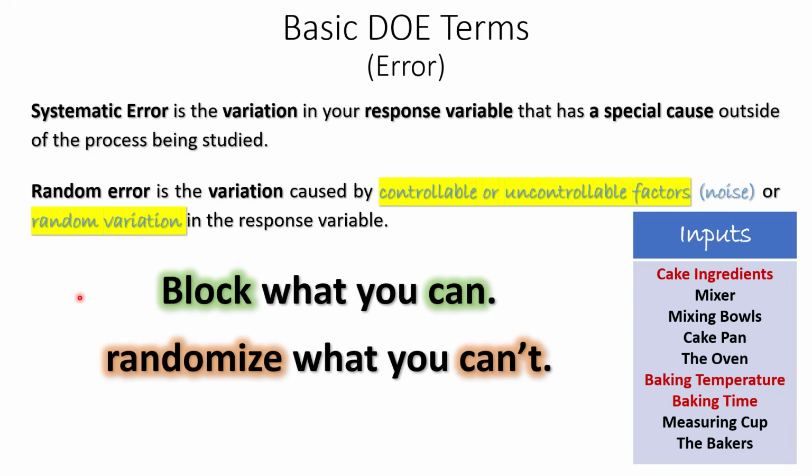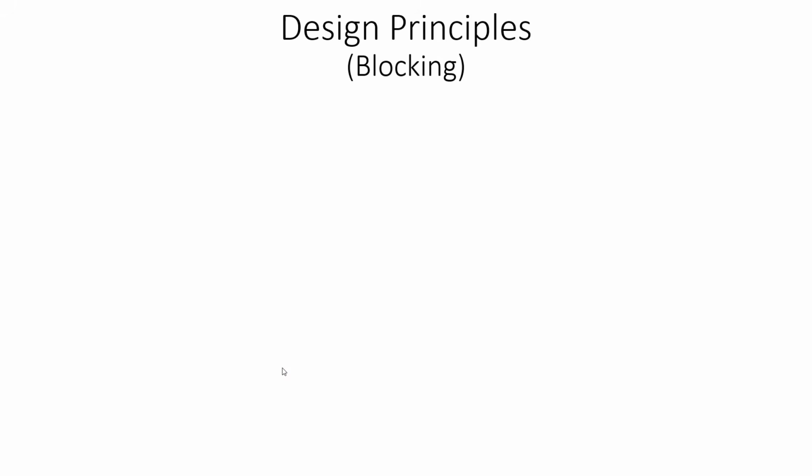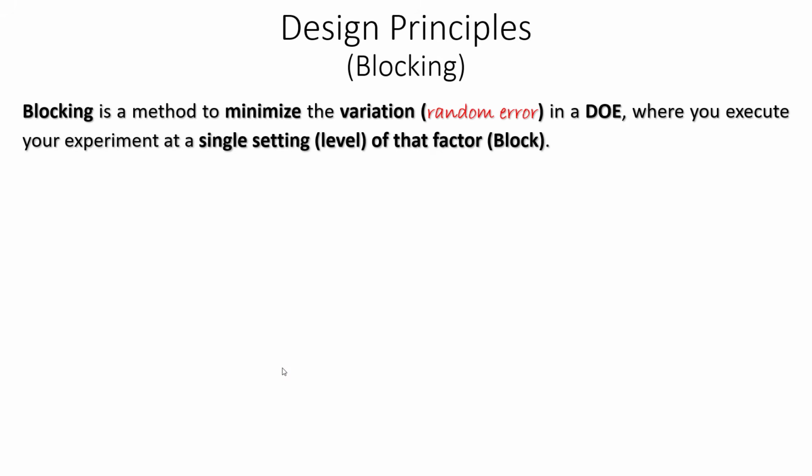Let's start with blocking because there's an order to this. Blocking is the preferred method, and when you can't block, you randomize. That's the expression. Block what you can, randomize what you can't. Let me explain what blocking is. In the world of DOE, blocking is a method that we use to reduce or minimize the variation or the random error in our experiment, where essentially we identify factors that we know are going to affect our response, and we run our experiment at essentially a single set point or a single level for that factor.